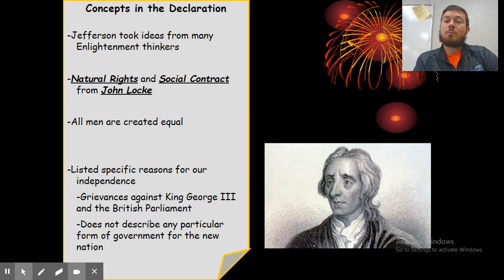There's the social contract, where as an individual you give up a little bit of your freedom in order to establish a government or join a government and be a citizen that then is supposed to ensure your protection. Also, the idea from John Locke that all men are created equal.